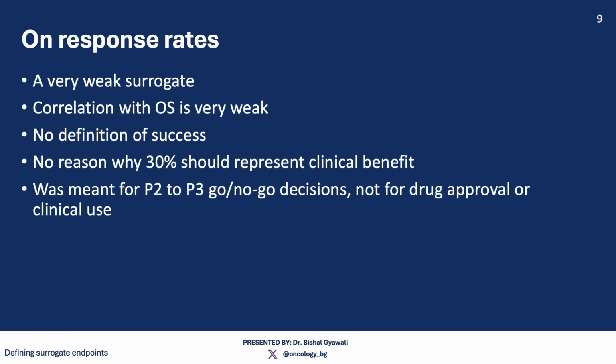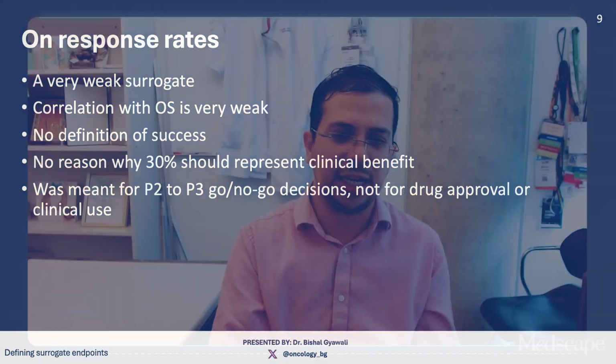As in, if we are measuring response rate in a phase 2 or a single arm trial, is a 30% response rate enough? Is 50% response rate enough? Is 20% response rate enough? In how many patients? In 50 patients, 40 patients? There is no way to define success here. And as I mentioned, this was not meant for approval or clinical use. This was meant for transitioning from phase 2 to phase 3.